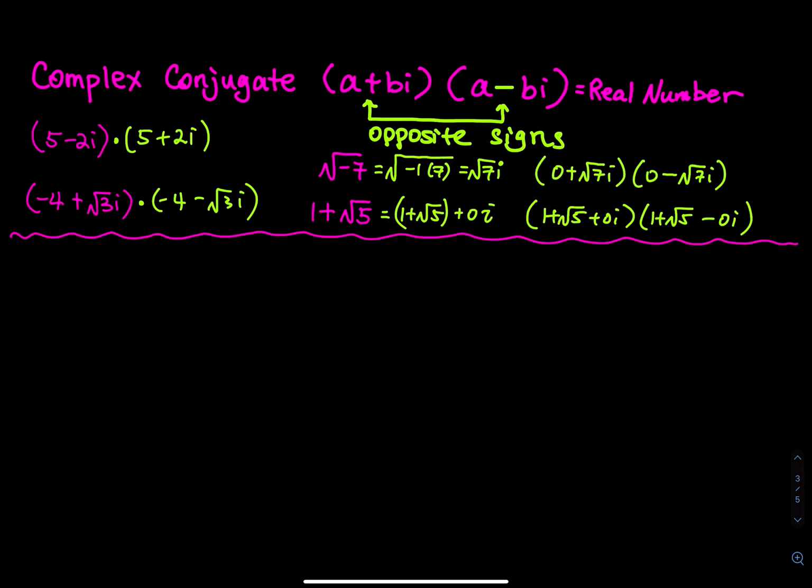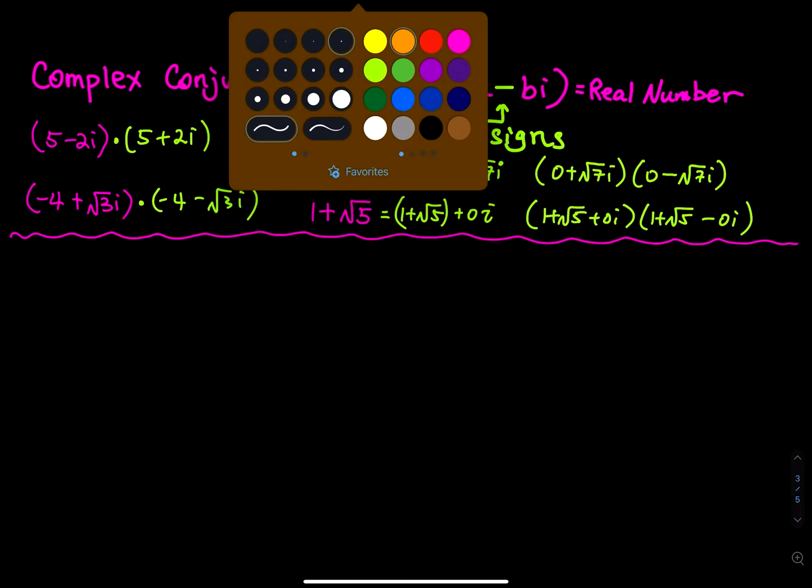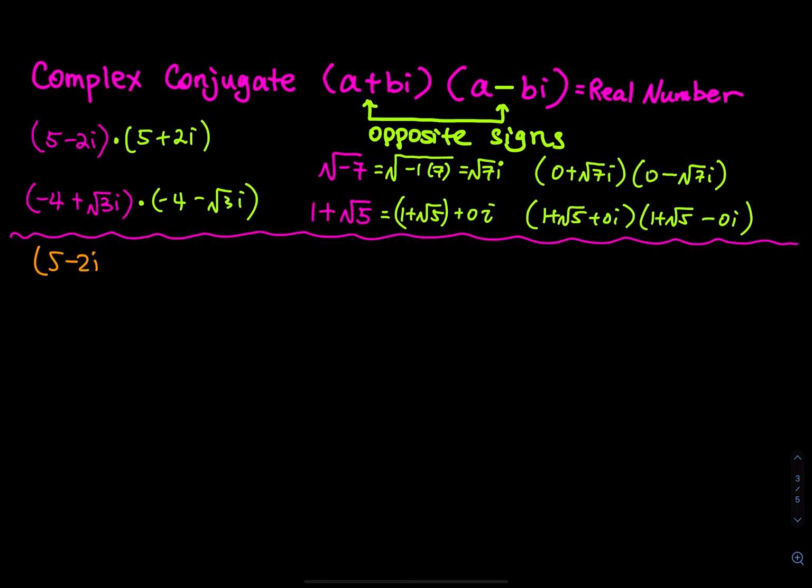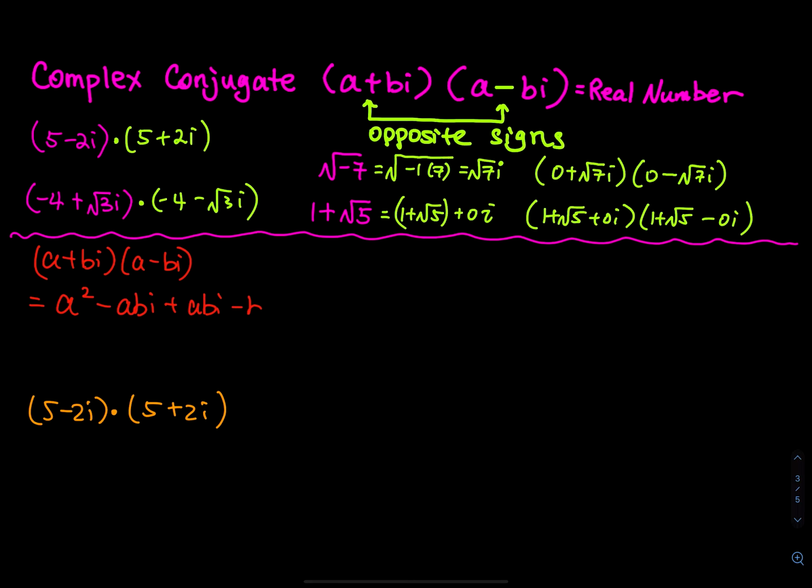Okay, next, let's perform the multiplication. So the first problem, let's just do it in a different color: 5 minus 2i, and then multiply its conjugate, 5 plus 2i. Before we get into this, I want to go over a formula. Allow me to do this in red: a plus bi times a minus bi, which is what I mentioned in the beginning of this video. When you multiply, you have a times a, which is a squared, and then minus abi, plus abi, and then minus b squared i squared.